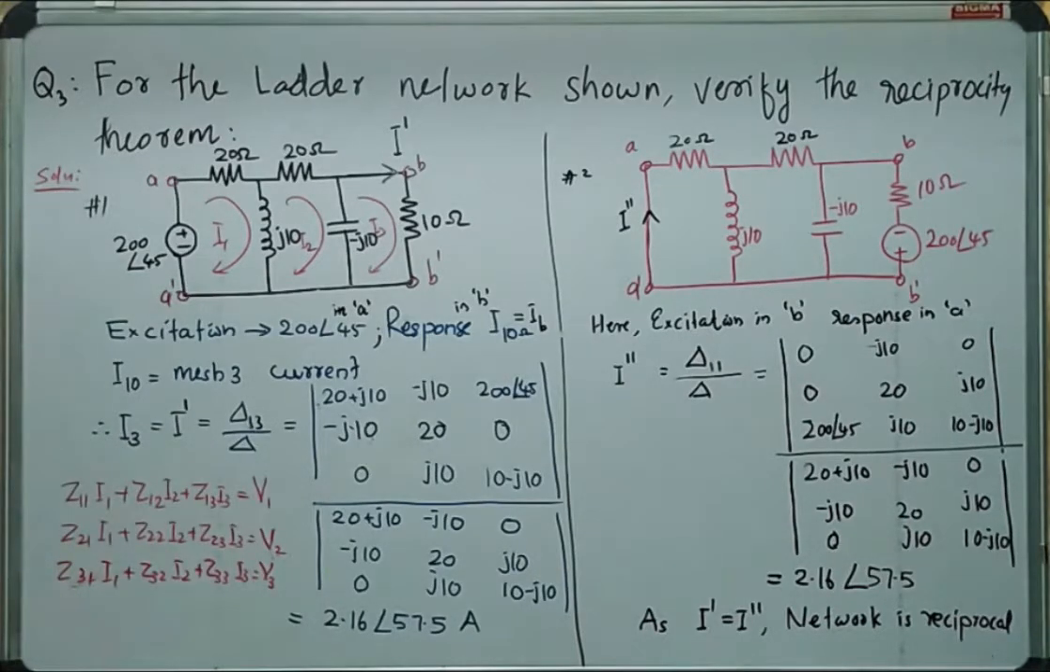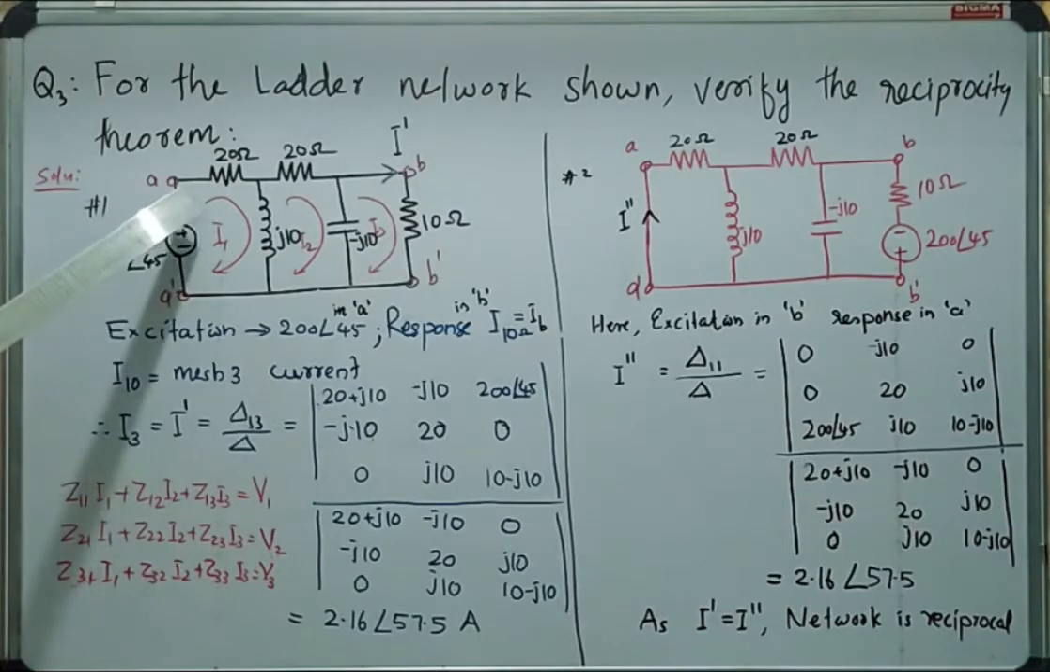In mesh analysis, we will write the equation like this. Here we can see impedances are available. So Z11 stands for the impedance available in mesh 1, that is the total impedance of mesh 1. When we are considering mesh 1 alone, the total impedance is 20 plus J10. Then what are Z12 and Z13? Z12 is the impedance common between mesh 1 and mesh 2. Here it is J10. Then how to fix the negative sign?